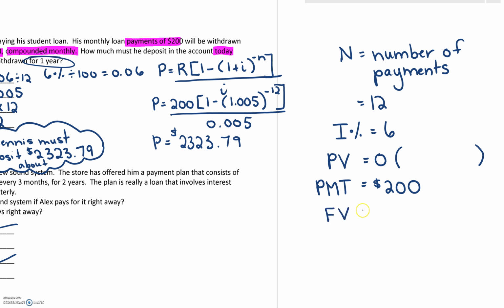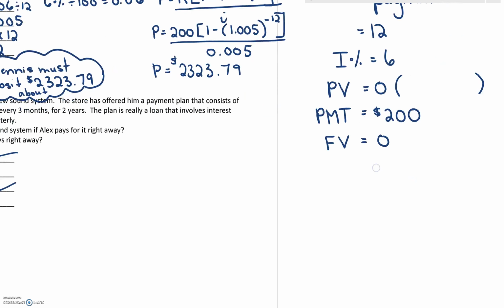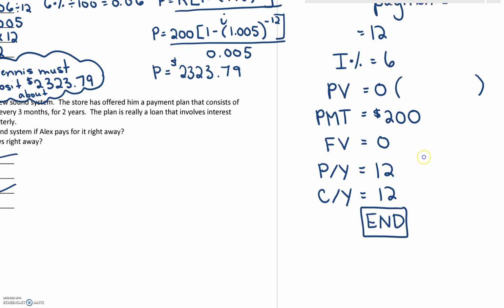Your future value will also be set to 0, okay? Because he's paying off the loan. So at the end of the loan, you want to make sure that your final amount is 0. Your payments per year is 12, because there's 12 payments per year, because your compounding period is 12 months per year. So make sure that the end button is highlighted here, okay, when you do that.